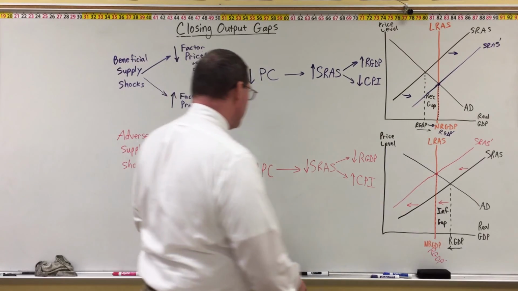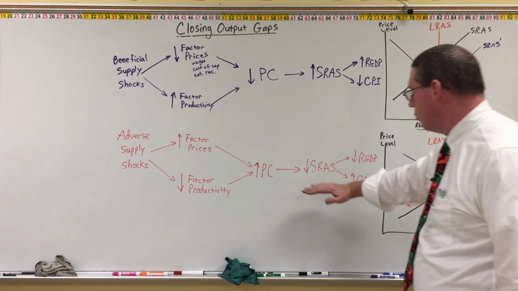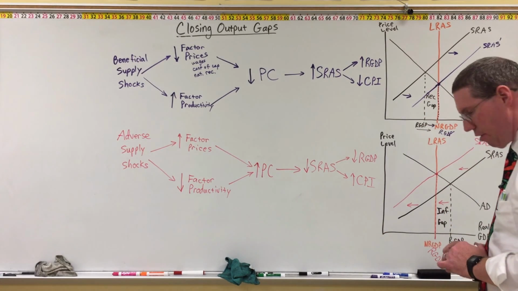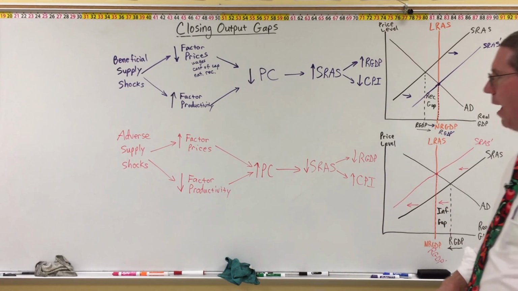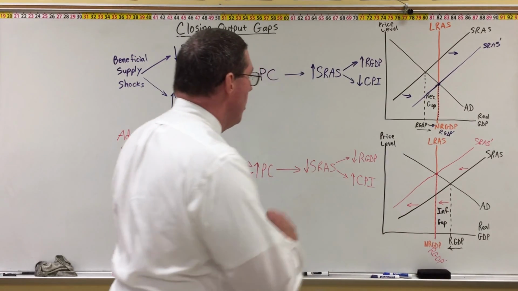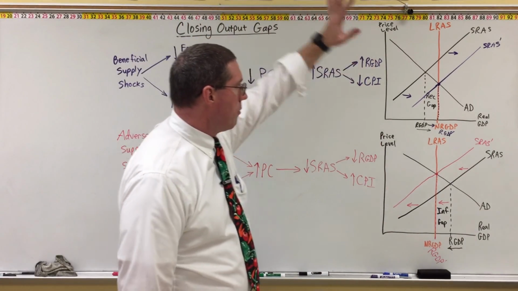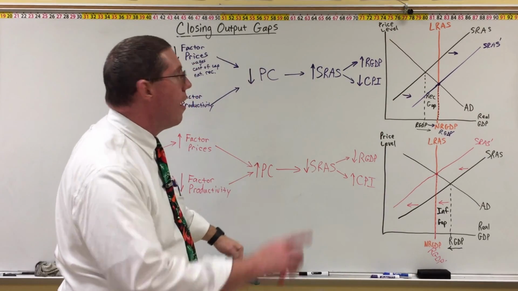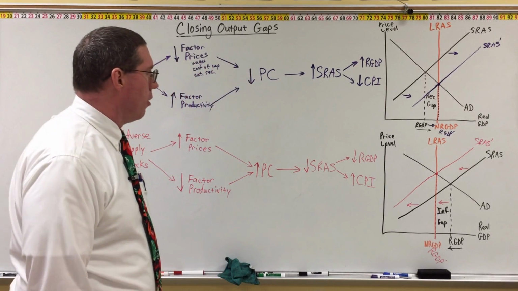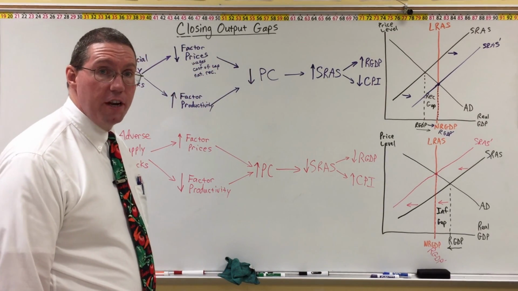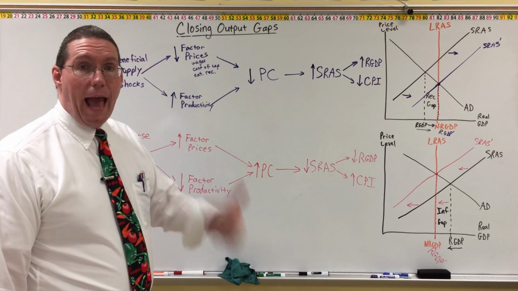But what I want you to understand is this chain of events right here in red is the chain of events that ultimately shifts the short-run aggregate supply curve to the left and closes an inflationary gap. This is how inflationary gaps and recessionary gaps are closed by shifting the short-run aggregate supply curve. Now we're going to move on to the next video where we talk about how we close output gaps through the aggregate demand curve.